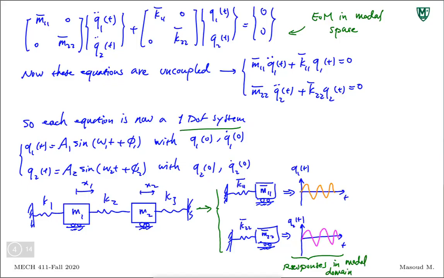Now you convert that response, or transform it back to physical domain. You use the mode shape for each one. For this one, you have X1, and this is with X2. Using these two, use the mode shape, convert them back. You will see how we do it in matrix form. And then you will get, just sum them up.